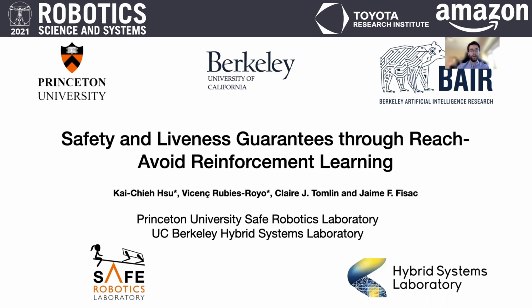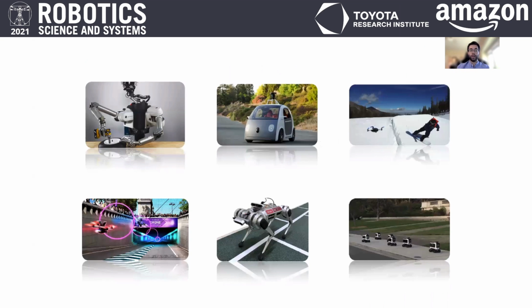Hi, in this video, we introduce a new approach for computing safety and liveness guarantees through reach-avoid reinforcement learning. Autonomous robotic systems are gradually exiting the confines of factories and labs and becoming ubiquitous in everyday life. In order for their widespread adoption to take place, however, there is the need to trust that these systems will not fail during deployment. In other words, we require these systems to be safe.